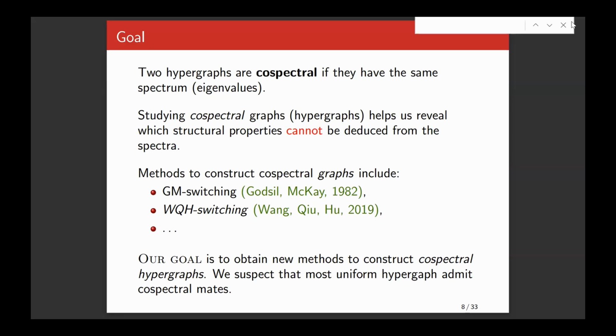For graphs, there are well-known methods to construct cospectral graphs. For example, the most famous one is by Godsil and McKay in the 80s, but there are also newer ones, quite recent, by Wang and collaborators. And there are some extensions of GM that I did with my supervisor during the PhD. So the goal for this talk is to obtain new methods to construct cospectral hypergraphs. I still didn't define what the spectrum of a hypergraph is, but just so that you get an idea of what we are going to be doing.